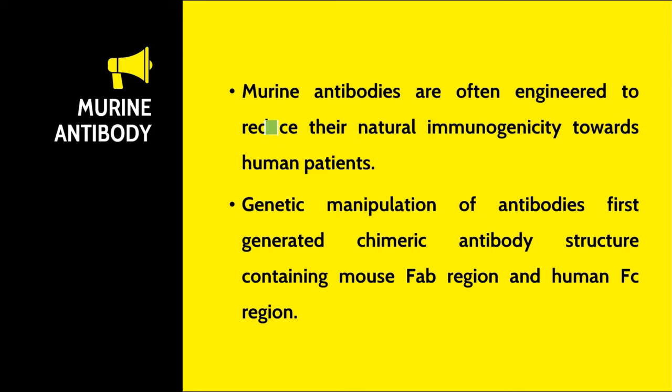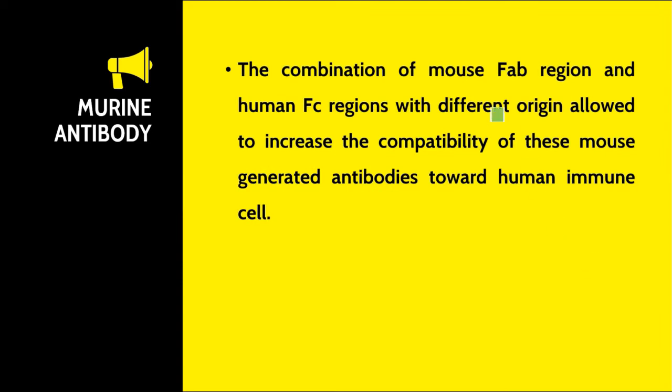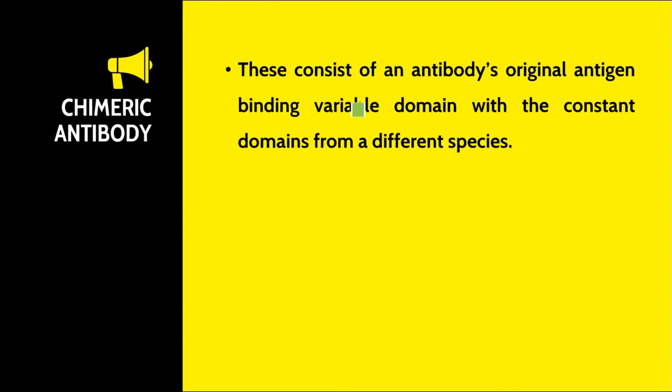Genetic manipulation of antibody first generated chimeric antibody structure containing the mouse Fab region and human Fc region. The combination of mouse Fab region and human Fc region with different origin allowed to increase the compatibility of these mouse generated antibodies toward human cells. These consist of an antibody's original antigen binding variable domain with a constant domain from a different species.